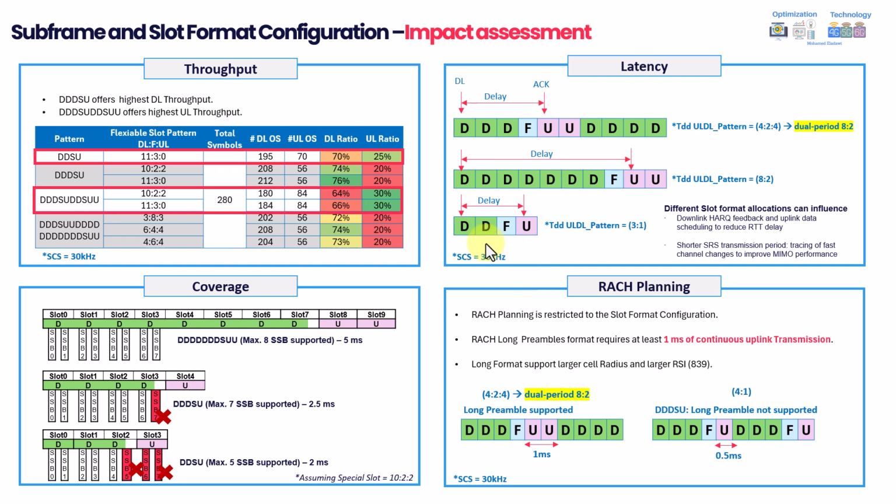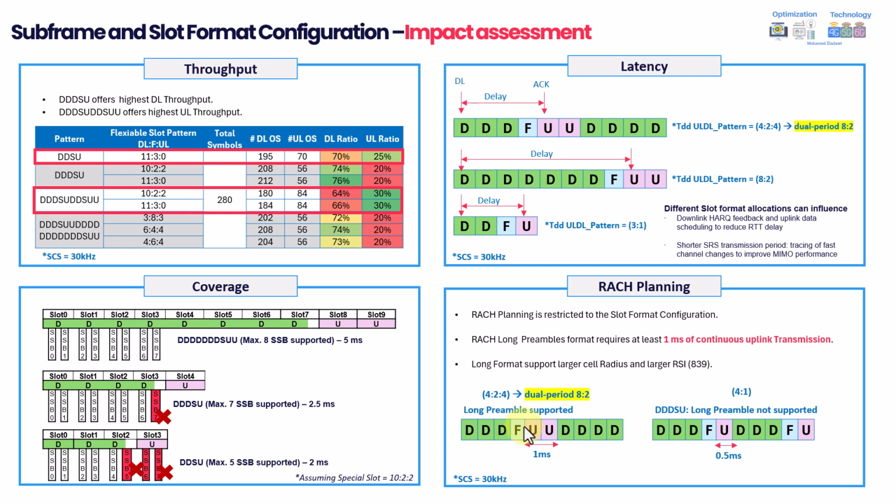So if you use, for example, this particular configuration here, this means you cannot use it. For example, assume now you have this one DDDSU, and this is repeated every time. So in this case, you have only 1 slot for uplink. So this case would be 0.5 millisecond only, so long preamble will not be supported. You need to take care whenever you are doing the planning for slots or RACH planning as well. And the same here, if you have 2 slots for uplink, this means the long preamble is now supported.